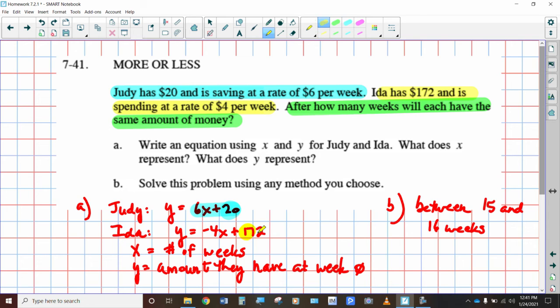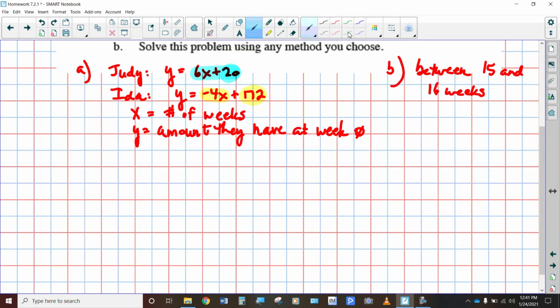And Ida, she starts with $172, but she's spending $4 per week, so that's a -4 times every week. And we've got to make X be the number of weeks and Y will be the total amount that she has. So we're going to use the equal values method here. We're going to say if Y is equal to 6X plus 20 and Y is also equal to -4X plus 172, then 6X plus 20 must be equal to -4X plus 172.